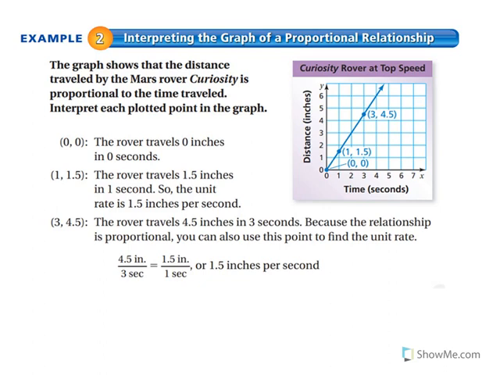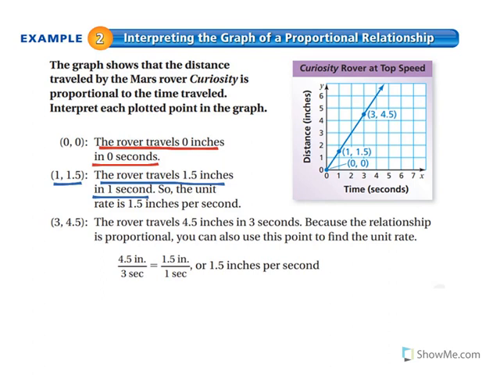So I see for 0, 0, the rover travels 0 inches in 0 seconds. That's what I want to know that you know. For 1, 1.5, the rover travels 1.5 inches in 1 second. Now, it is important to know that the rate is 1.5 inches per second, but I'm not going to make you rewrite that. Hopefully you understand that that is now going to be the unit rate, but I'm not going to make you write that.